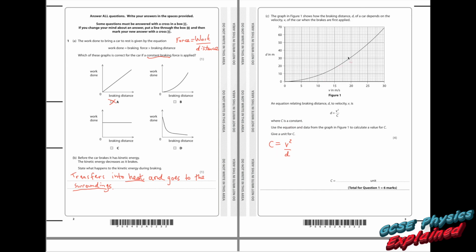So if we take a few values from the graph and see if c comes out the same each time. In terms of the units for c, you've got velocity, which is being squared, and you've got that being divided by the distance. Velocity is in meters per second, and we're dividing that by distance, which is in meters. Now we need to square the top, so that would be meters squared per seconds squared. That meters is going to cancel out with that squared, and that's just going to leave meters per second squared.